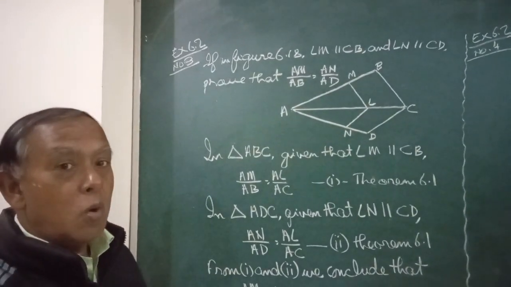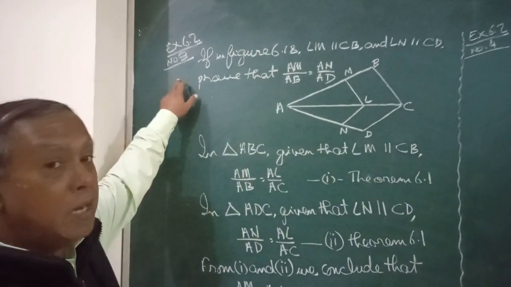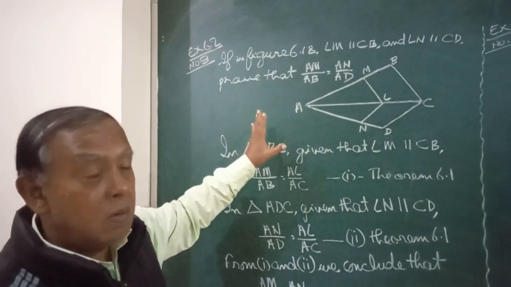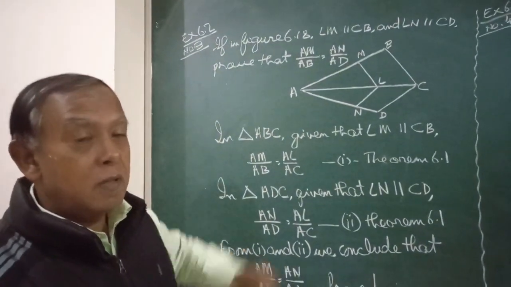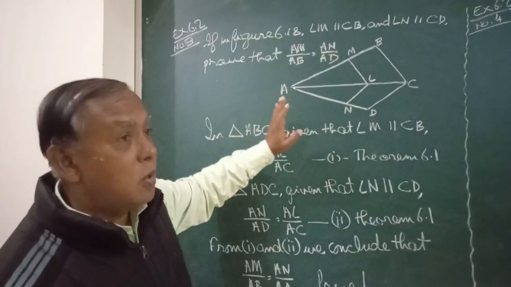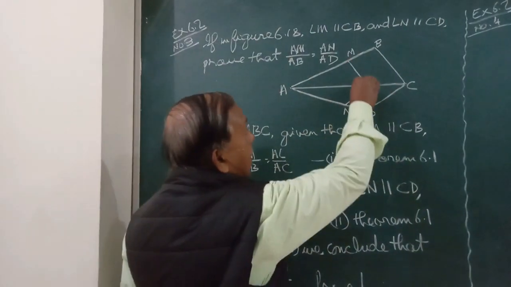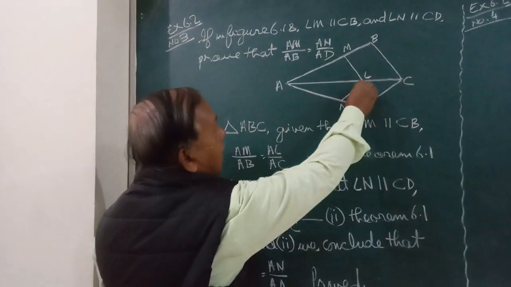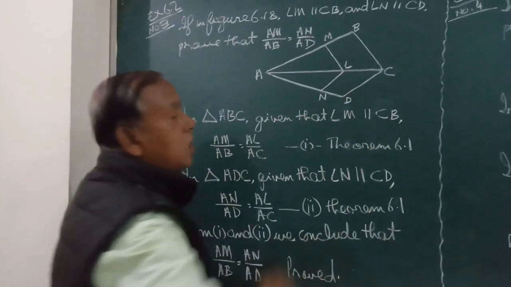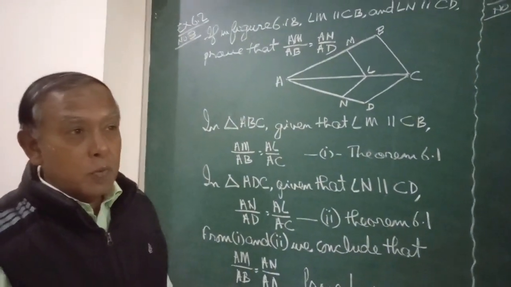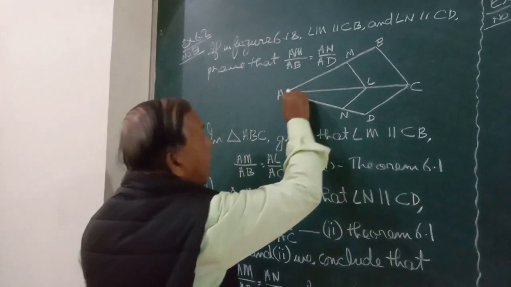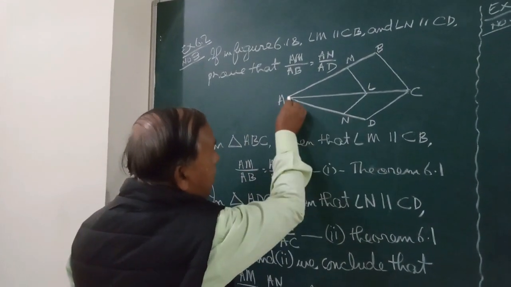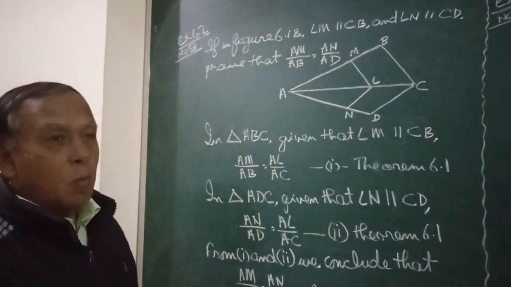We now look at question number 3 of exercise 6.2. You are familiar with the question, and look at the figure. In this figure, what is drawn? LM is parallel to CB and LN is parallel to CD. What we have to prove is that AM upon AB is equal to AN upon AD.